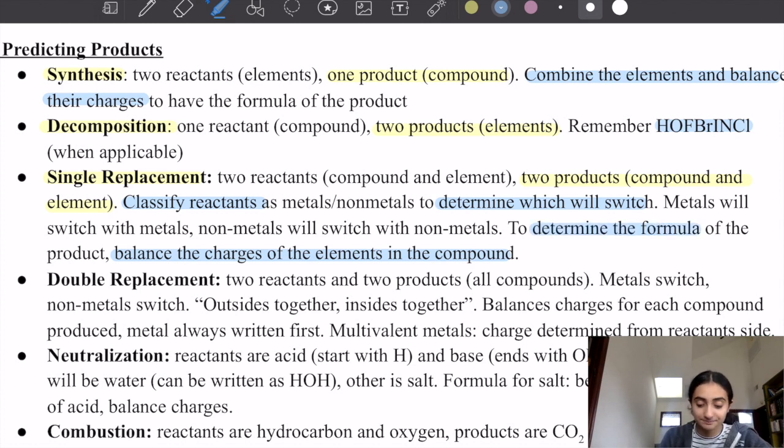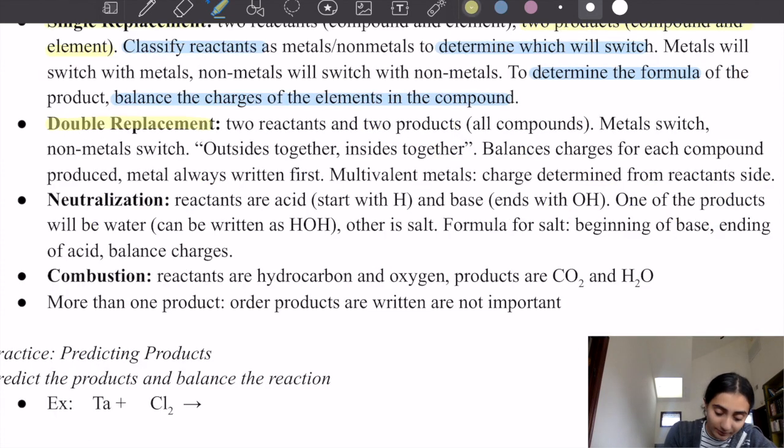Continuing on, we have a double replacement. So that has two reactants and two products. Both of the reactants are compounds and both of the products are compounds. So just like a single replacement, metals only switch with metals and nonmetals only switch with nonmetals. And to remember how to do the switches in a double replacement, I like to remember outsides together, insides together.